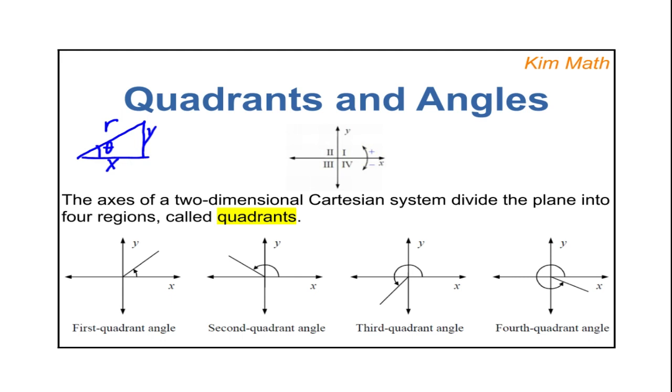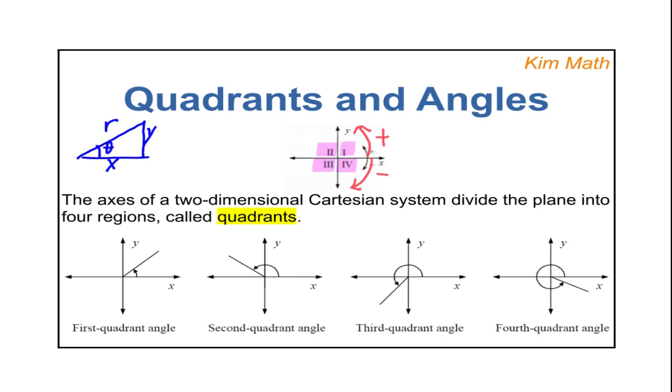Now today, in the coordinate system, this is quadrant 1, this is quadrant 2, quadrant 3, quadrant 4. Okay, and for angle, counterclockwise is the positive angle. Clockwise direction is a negative angle. Now we have 4 examples.